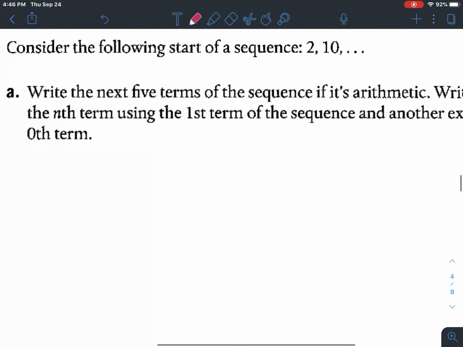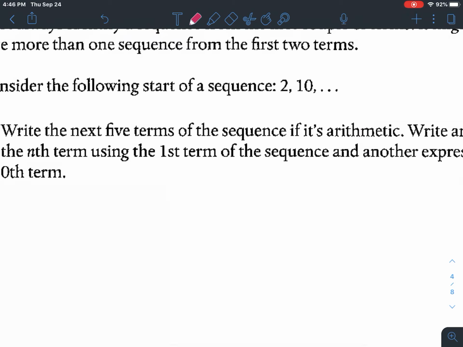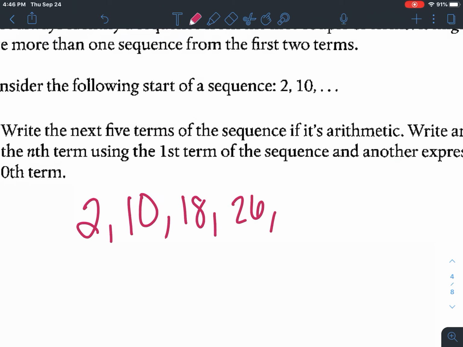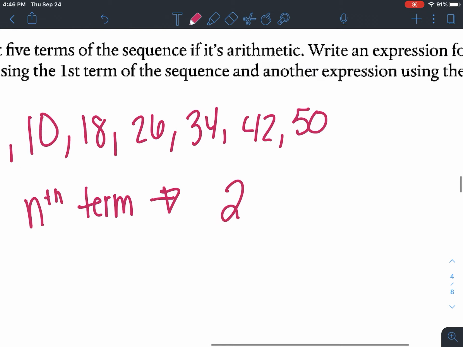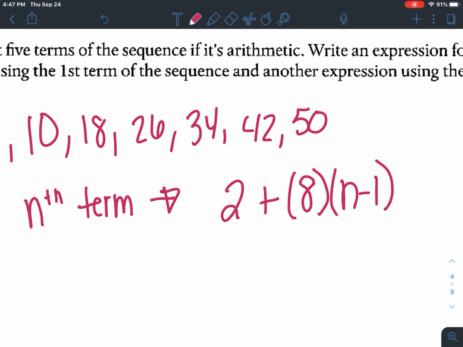Let's break this down. Write the first 5 terms of the sequence if it's arithmetic. So easy. Okay, 2, 10. How did I get from 2 to 10? I added 8. So plus 8, 18, 26, 34, 42, 50. Just added 8 each time. Okay, then the nth term, so we want to generate that equation. We have our first term plus our common difference, which was 8, times n minus 1.